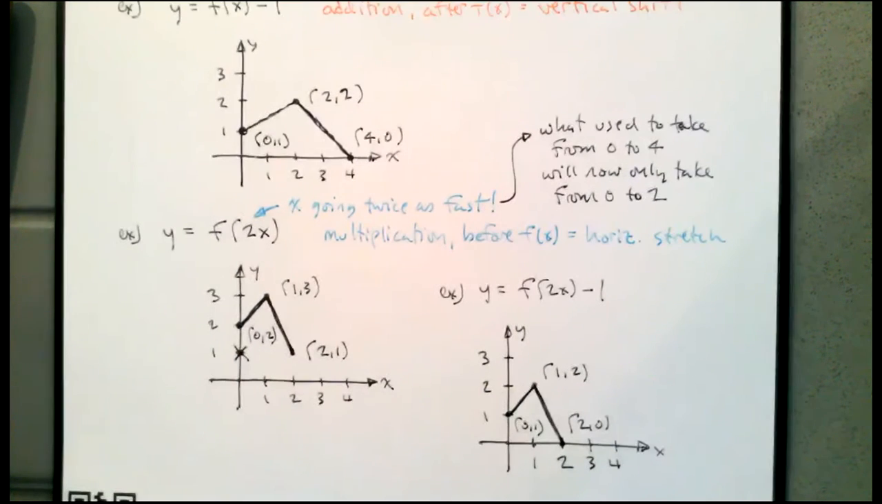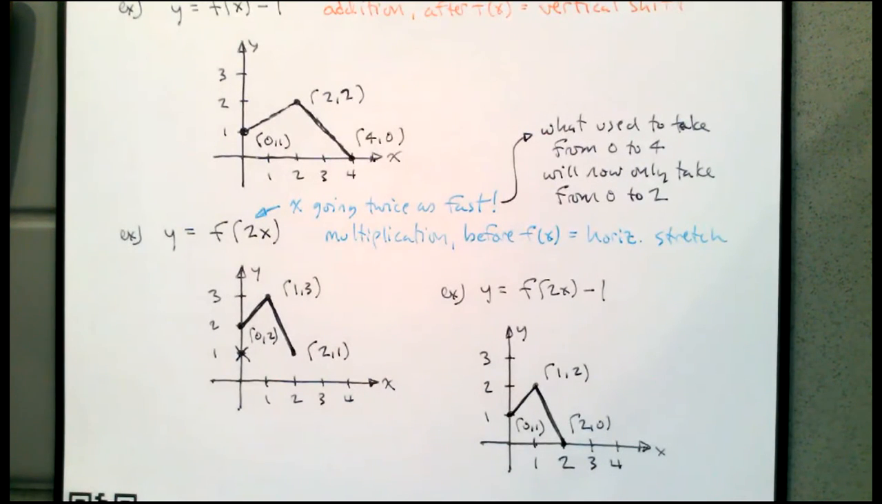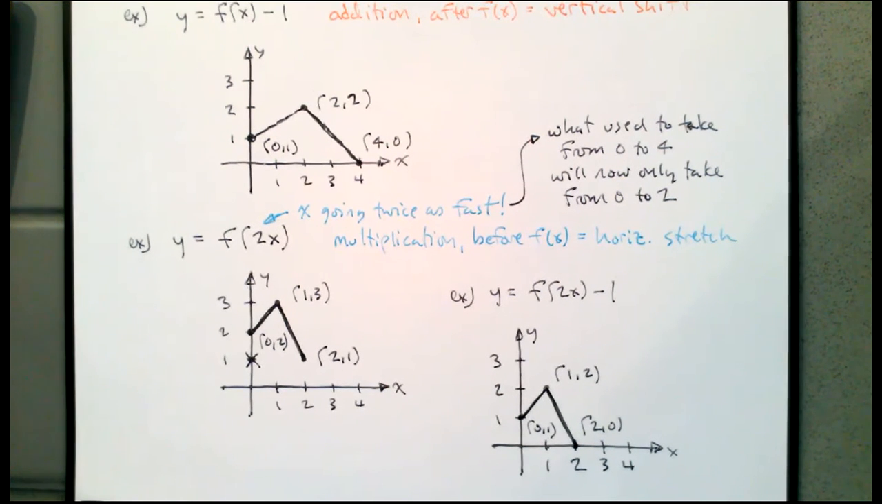There's our horizontal compression because it's multiplication by 2, and our vertical shift because we're subtracting 1. Any questions? All right.